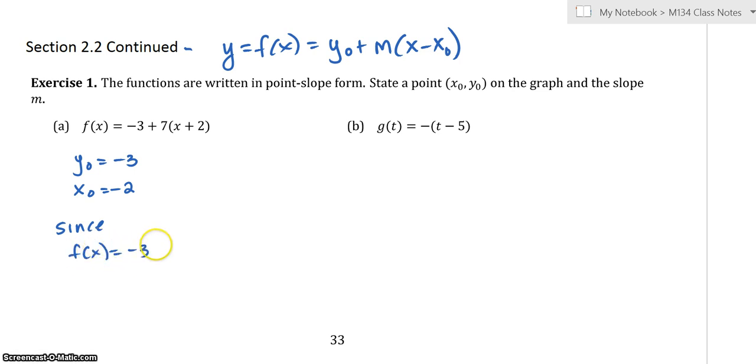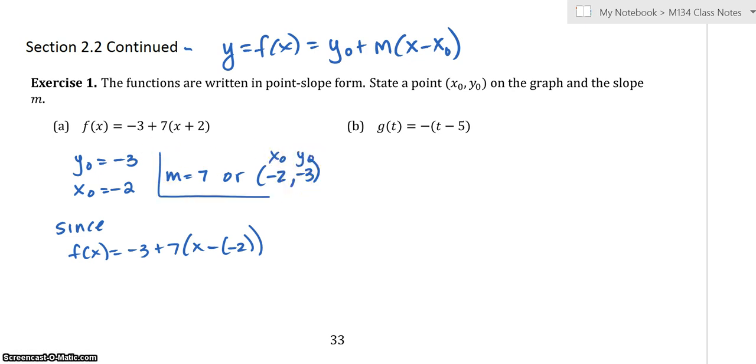If I rewrite this with that minus in the formula, so the minus is for the formula, therefore it has to be -2 to turn it into a +2. And the m is 7. So you could write it like this, or you could write it as what we call an ordered pair: -2, -3. The x always comes first in an ordered pair. This is the x naught, and this is the y naught. That is the answer. If you want to try part B, you can pause it and come back.